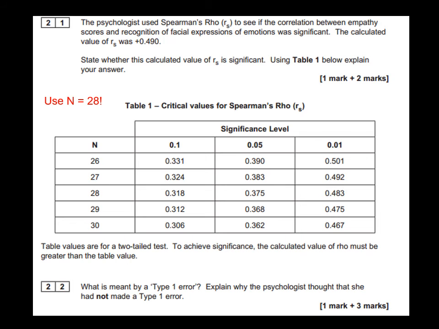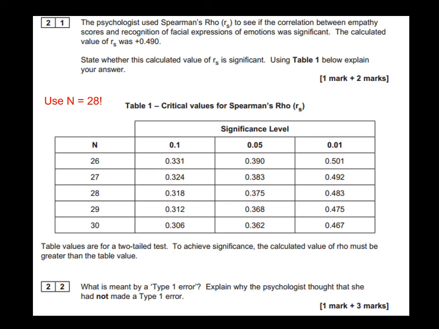State whether this calculated value of RS, which means Spearman's rho, is significant. Using table 1 below, explain your answer. So if we have a look at the table, using n equals 28, we go down the left-hand side, and we can see that the third row down, the one with 28 in it, is the one we're going to be using.